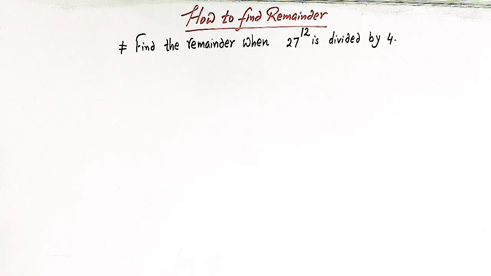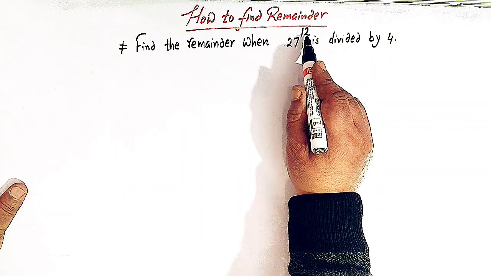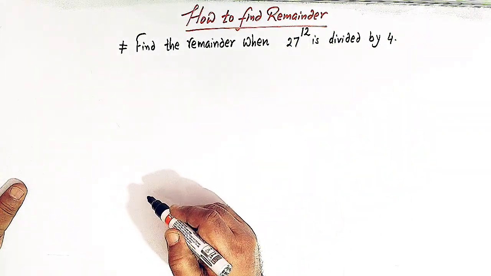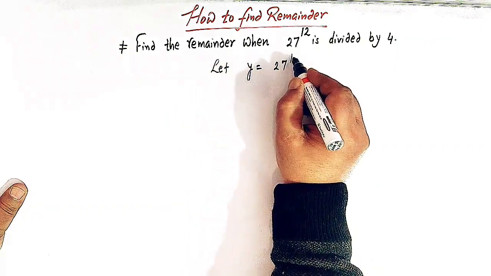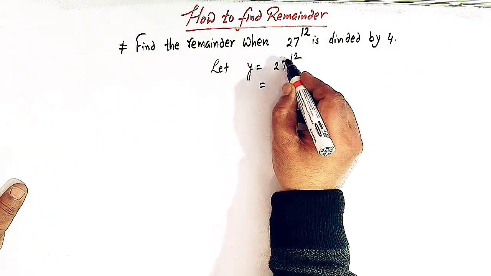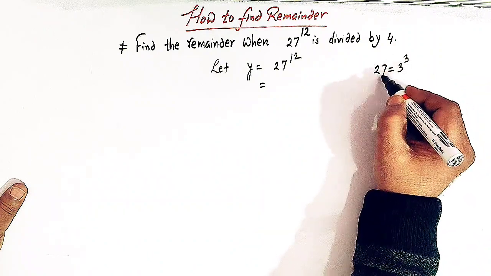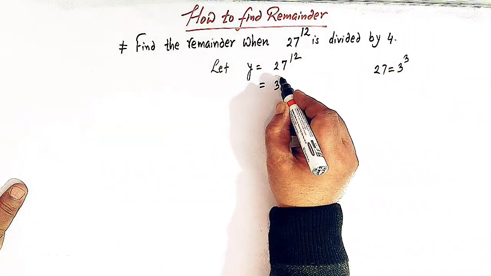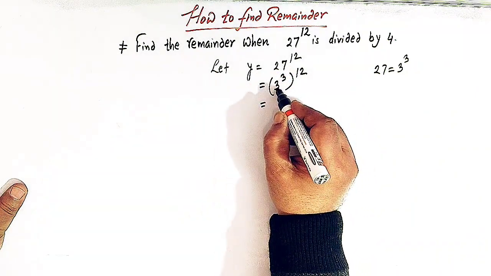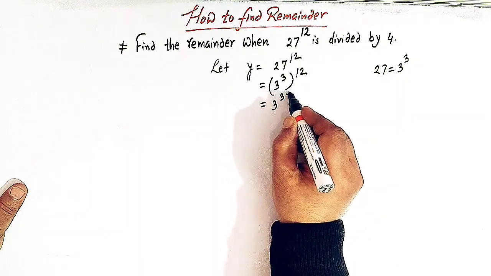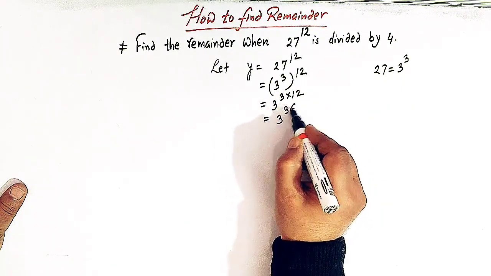So now let us consider one more problem. So here we have to find the remainder when 27 raised to 12 is divided by 4, right? So we'll take y as 27 raised to 12. So now we can write 27 as 3 raised to 3, that is 3 cube is 27. So here we have 3 cube raised to 12, right? Now we can write 3 raised to 3 times 12. This is 3 times 12. So we have 3 raised to 36.